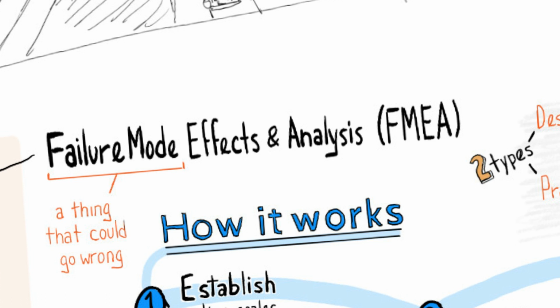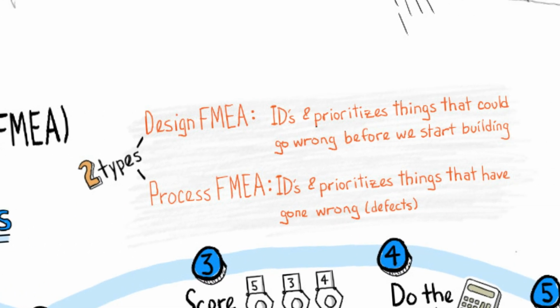So here's one thing. Failure mode is just a fancy word for a thing that could go wrong. There's actually two types of FMEAs. One is a design FMEA, and essentially it's where you're looking forward and before you even start building something and looking and going, what could go wrong? And then trying to put some scale around what could go wrong and adapting your design to mitigate those things.